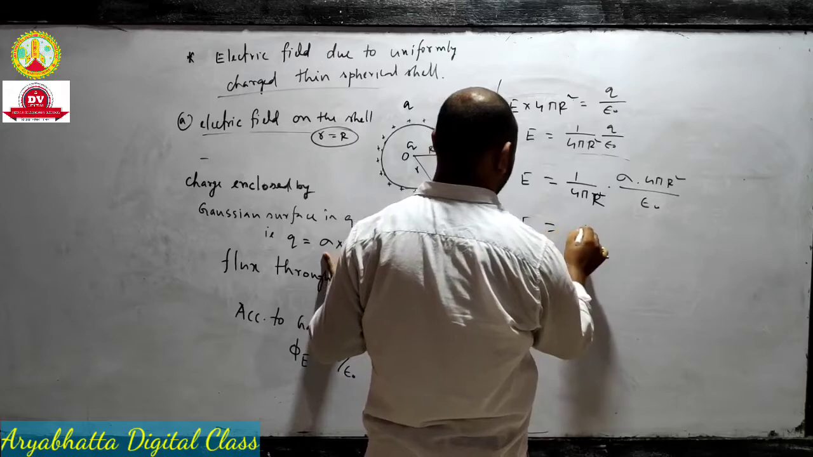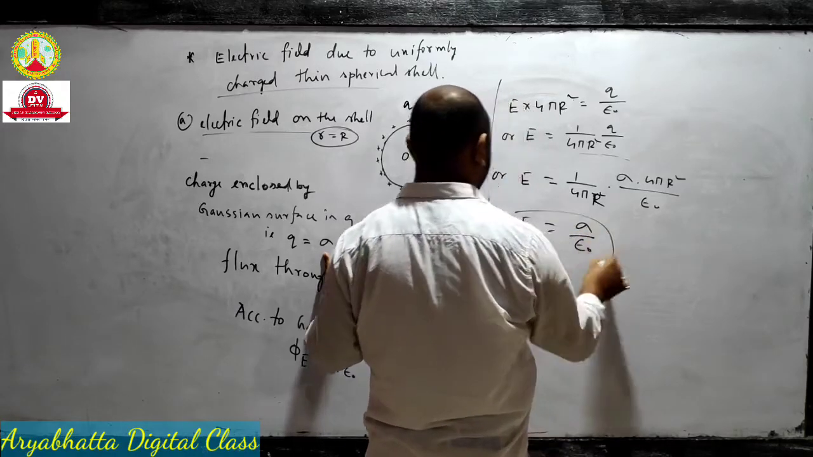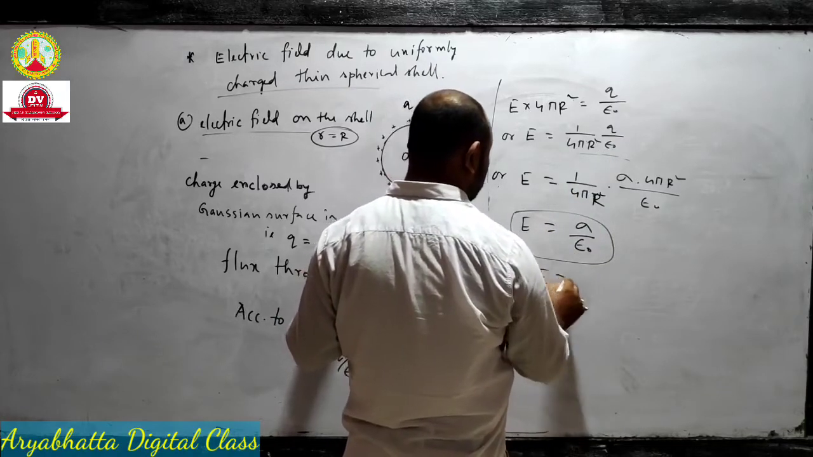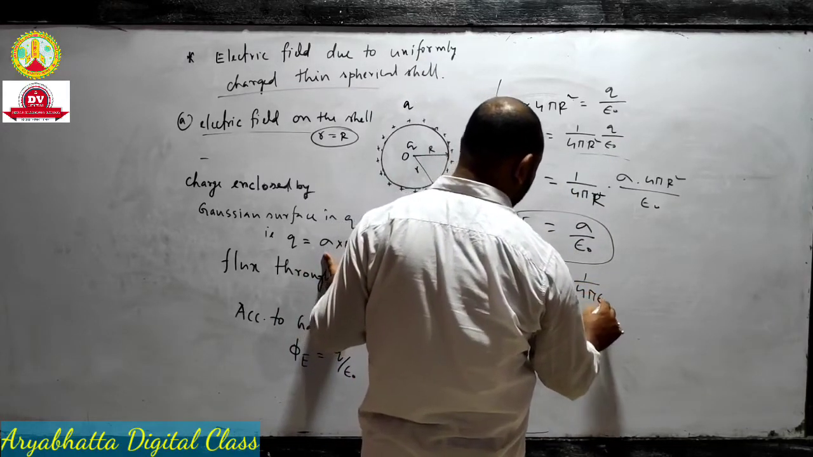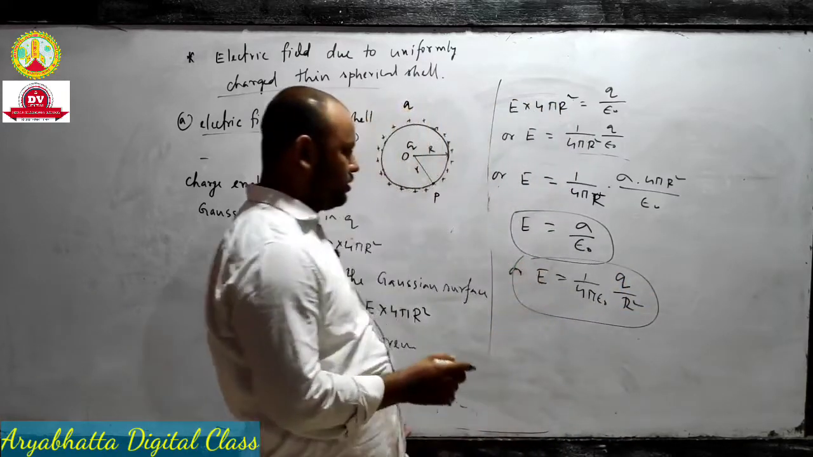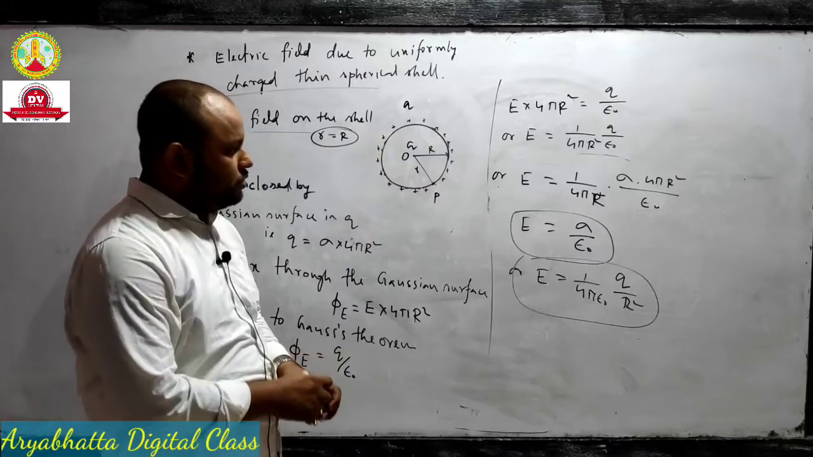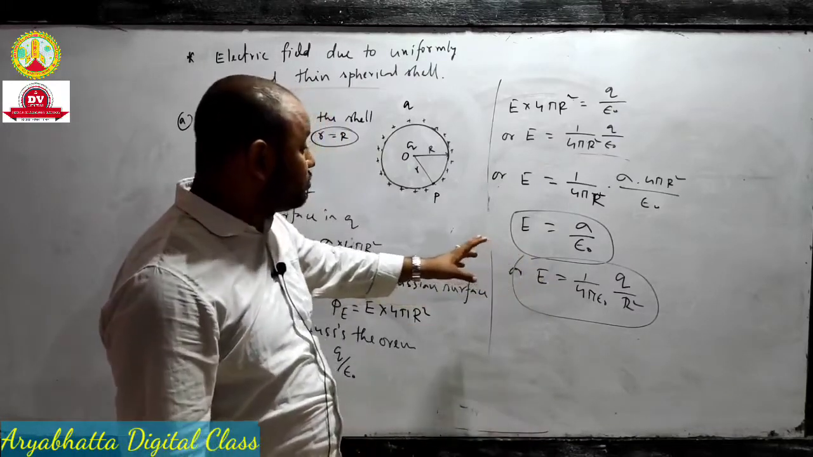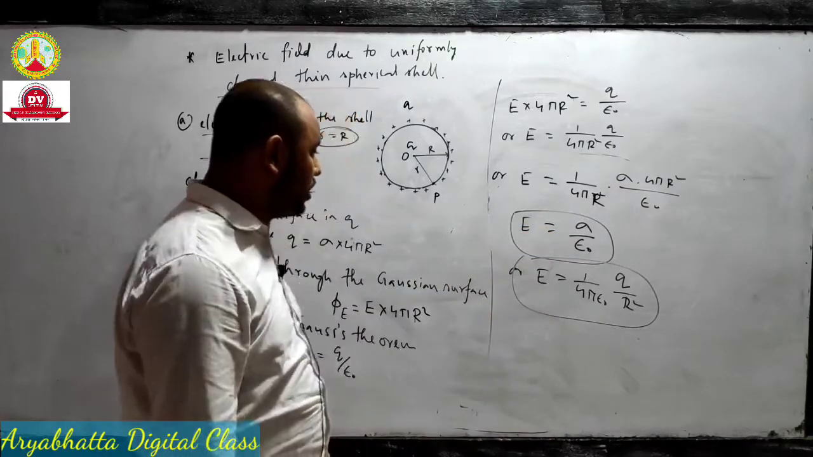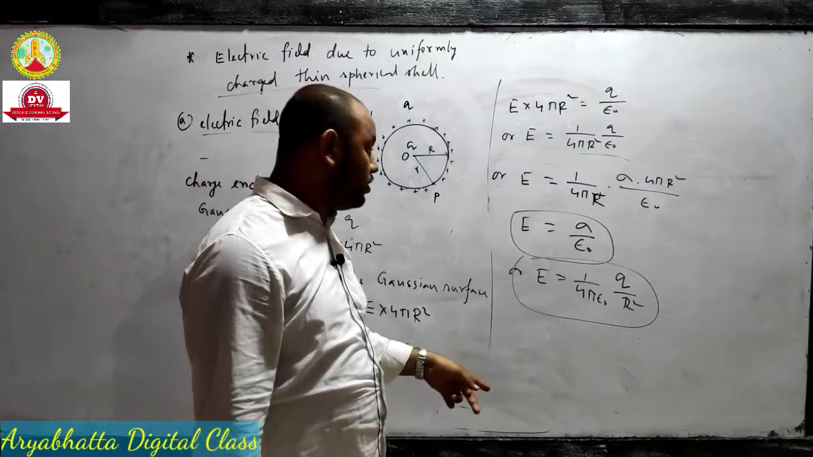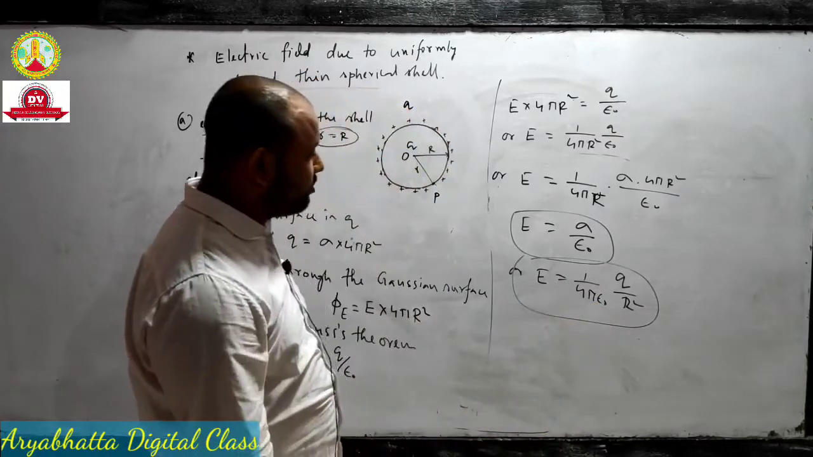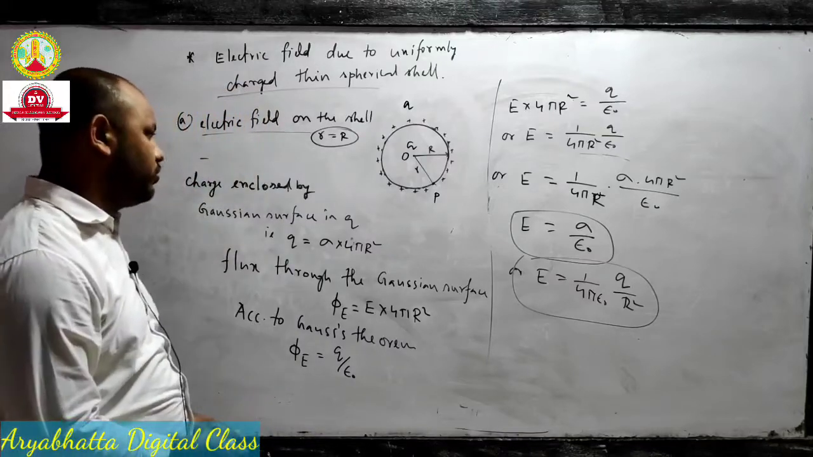Therefore, the electric field on the surface is equal to sigma by epsilon naught. Or if you want to write in terms of q, then E is equal to 1 by 4 pi epsilon naught q by r square. These are the two answers. If you write in terms of sigma, the electric field on the surface is sigma by epsilon naught, and in terms of q, it is 1 by 4 pi epsilon naught q by r square.